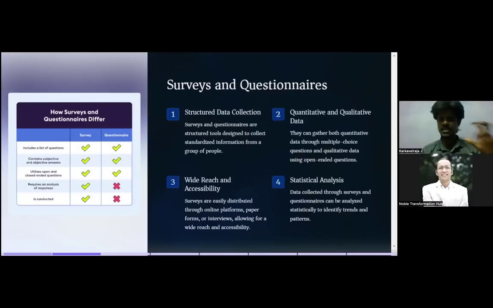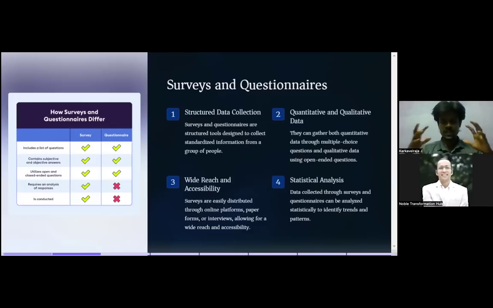Okay, it is a structured data collection, both quantitative and qualitative. That is, they gather quantitative data through multiple choice questionnaires and qualitative data using open-ended questionnaires. So it can be a multiple choice question or single choice, yes or no, or any number of choices, and it has a wide reach of accessibility, right?